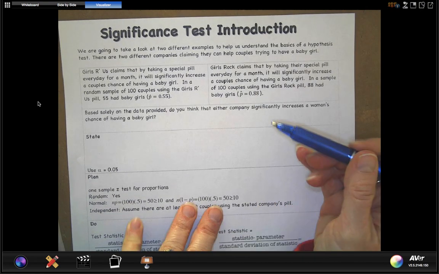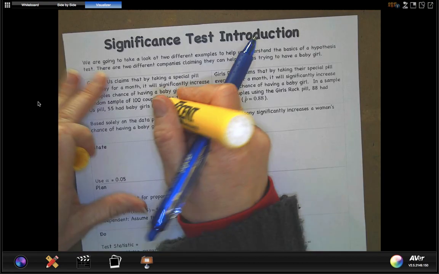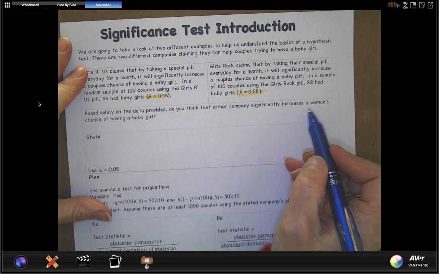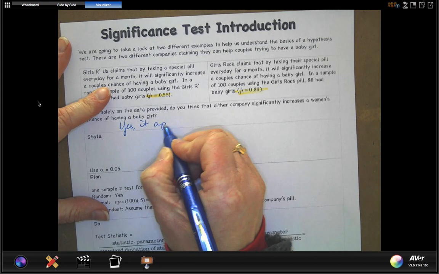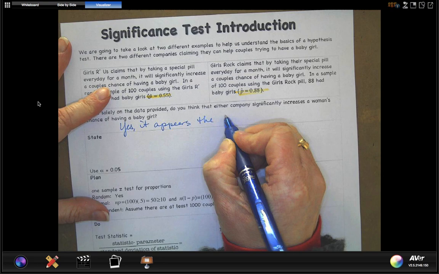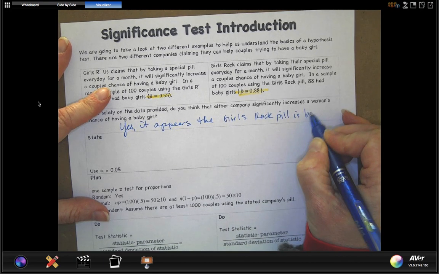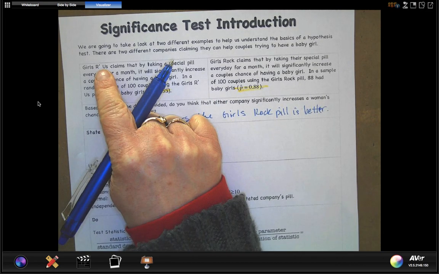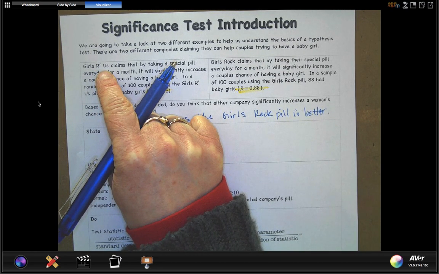So just looking at this information, without using any statistics, it's pretty plain to see we got a pretty significant difference here. So based solely on this data, do you think that either company significantly increases a woman's chance of having a baby girl? Yes, definitely it appears the Girls Rock pill is better. Obviously, just looking at these numbers, 0.88 definitely seems higher than 0.55. So once again, Babies R Us, Toys R Us went out of business. It looks like Girls R Us will also go out of business.